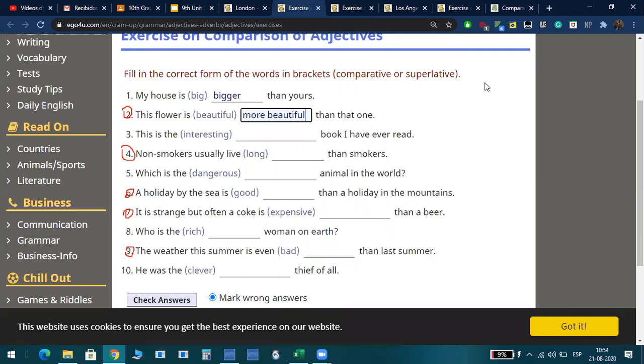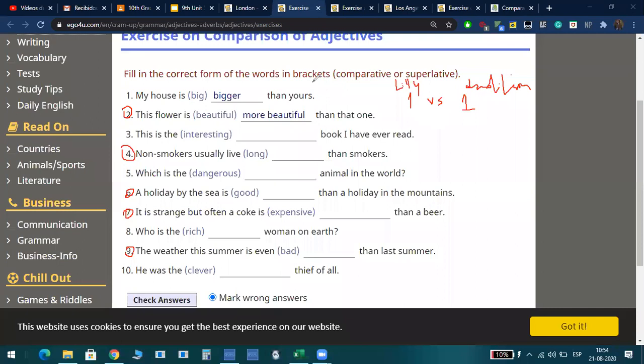So, this flower is more beautiful than the other one. Okay, probably this one is a lily, I don't know. And this one is a, I don't know, a dandelion, maybe, dandelion.